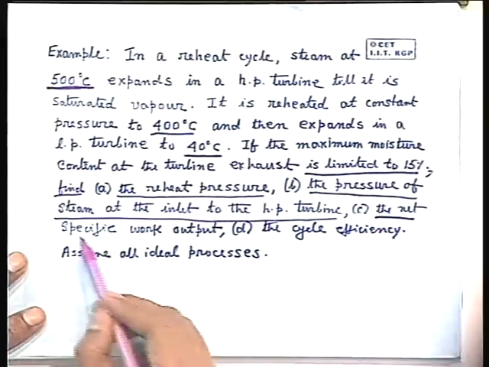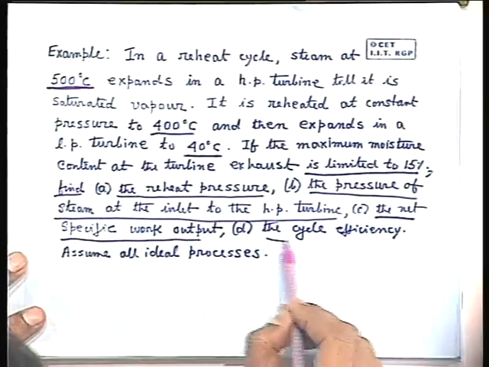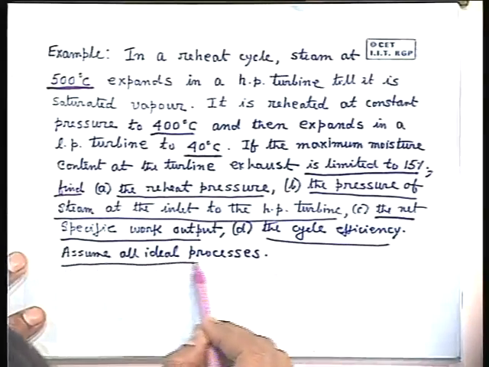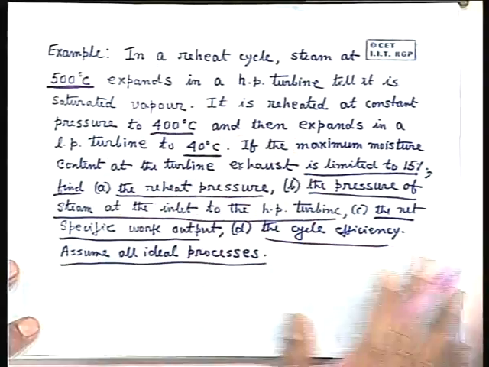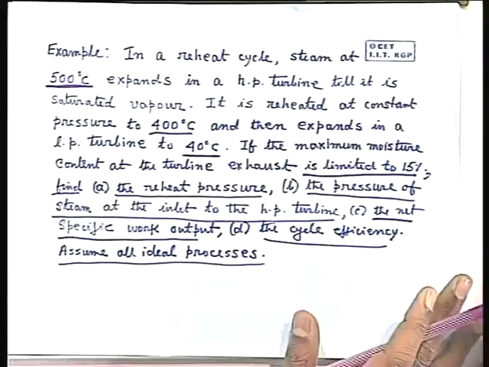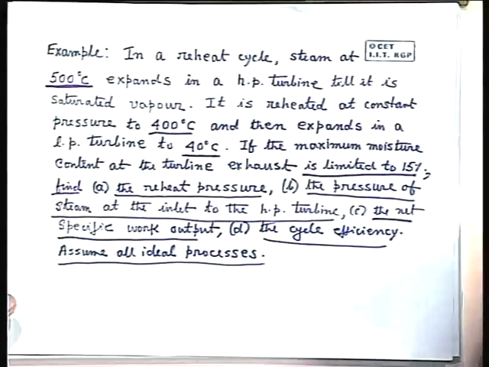Then the net specific work output and the cycle efficiency, assuming all ideal processes, meaning assume a Rankine cycle. We have taken this data. So how to solve this problem? Please write it. I repeat again, these are the pertinent points.